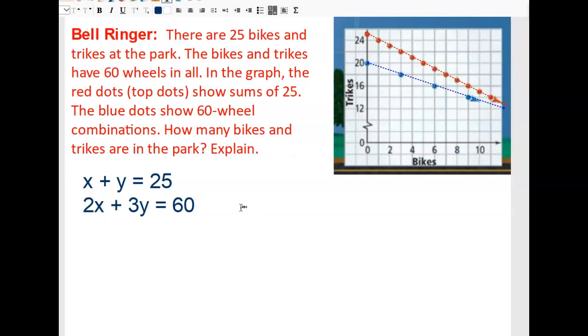So how do I find where the actual combination of bikes and trikes at the park is? Since I can't see it on my graph, how could I do this algebraically? There are two possible answers you could give me. What do you think? Yeah, Isabel, you're good.